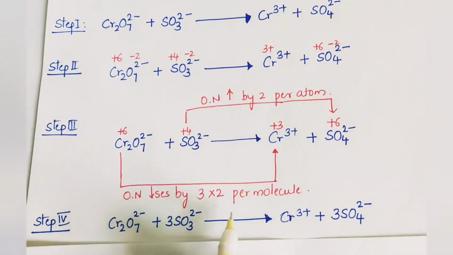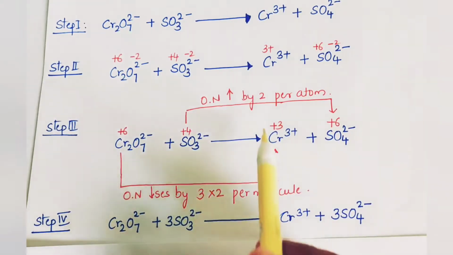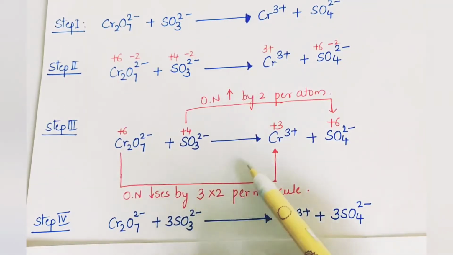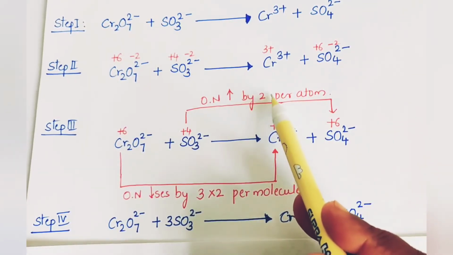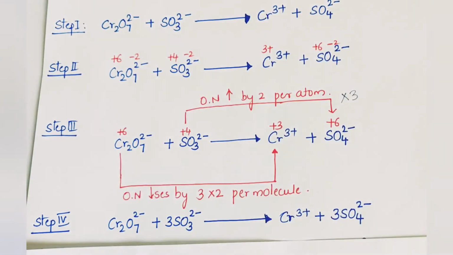Next, you are supposed to equate the increase and decrease in oxidation number. Here, how much is the oxidation number decreasing? 3 into 2 is 6. Here it is 2. So both these have to be equated to 6. So this equation you have to multiply by 3.